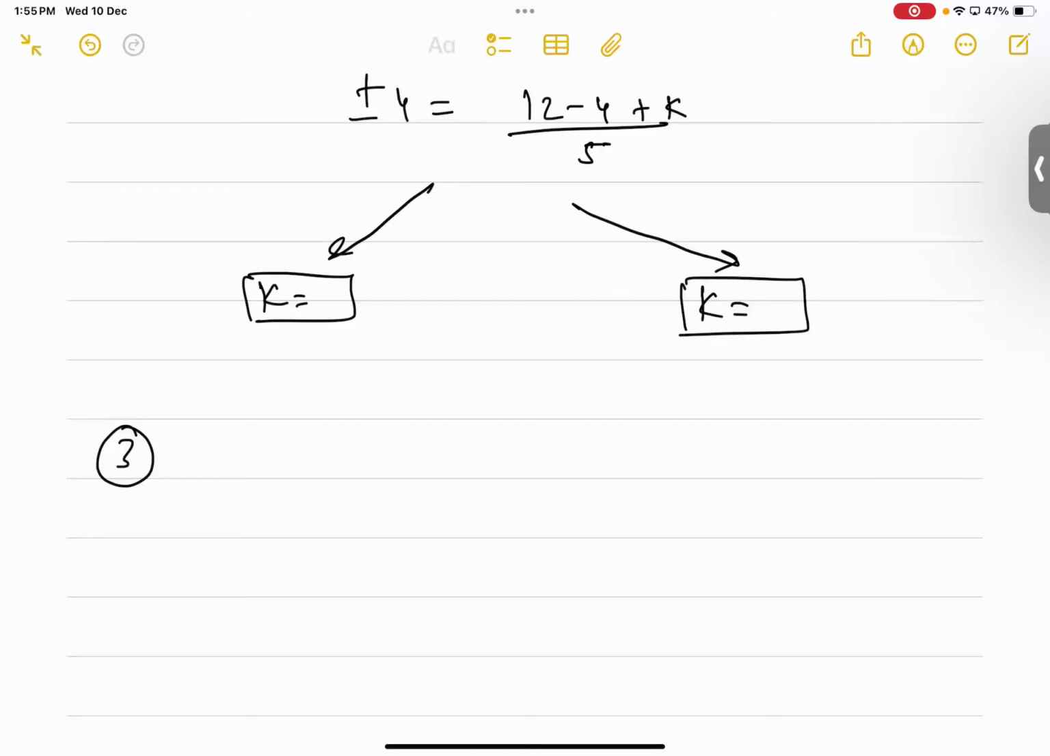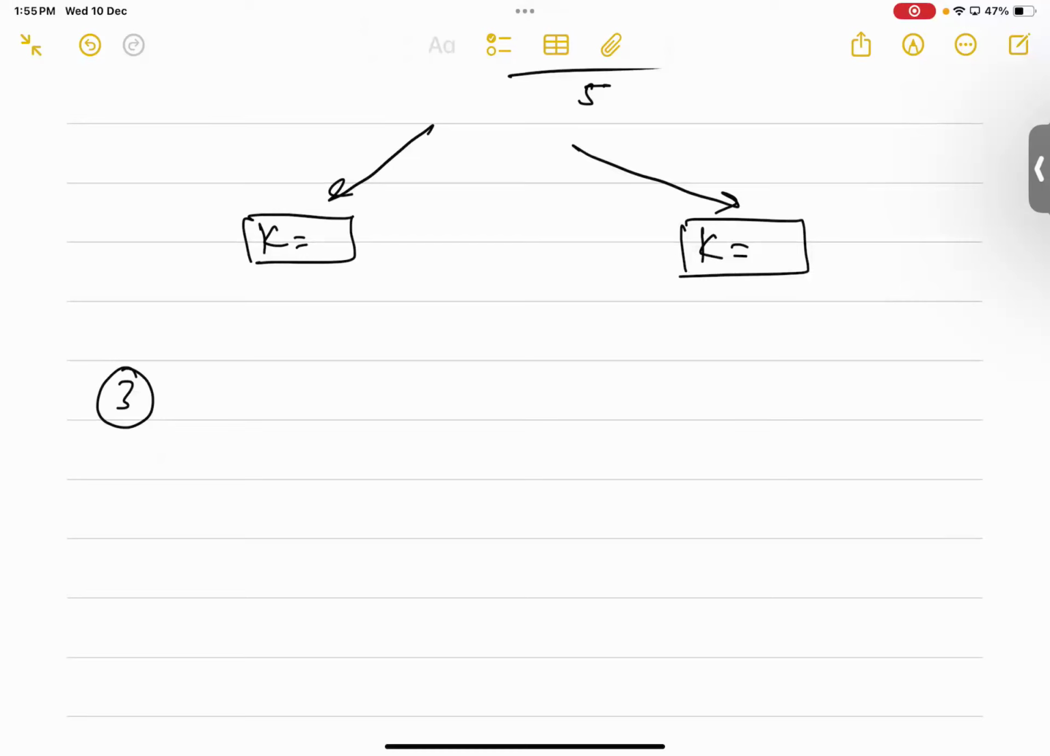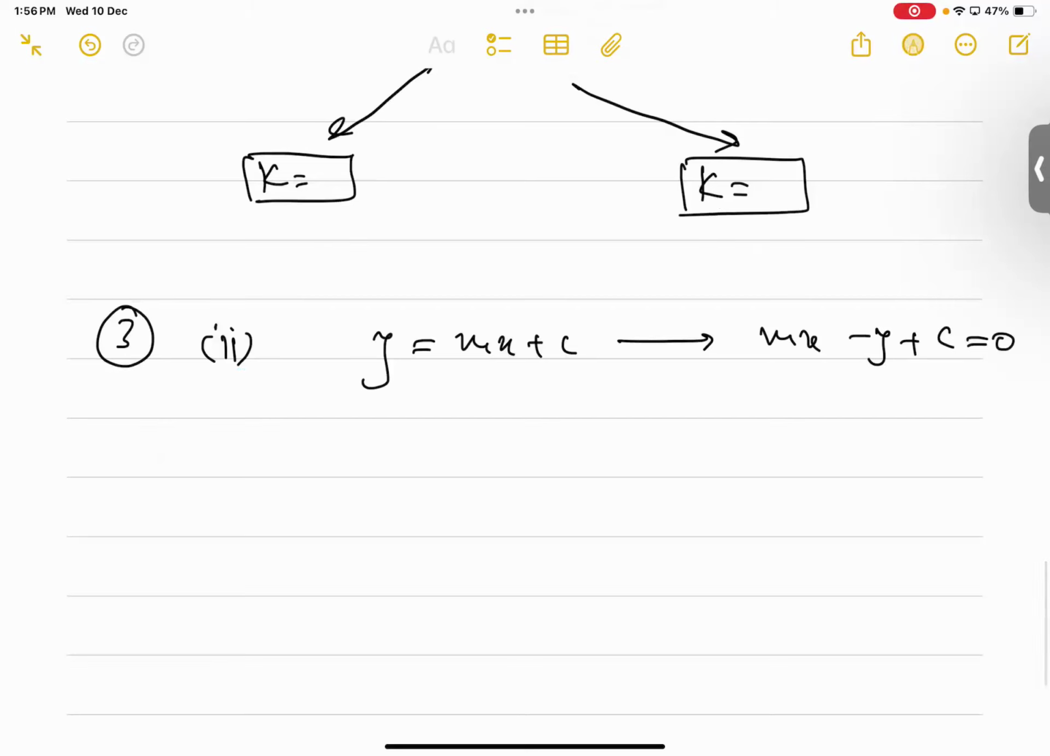Question number 3, sub question 2. We will solve this. We are supposed to find out the distance between the pair of lines. y is equal to mx plus c, so mx minus y plus c is equal to 0. This is the first line.